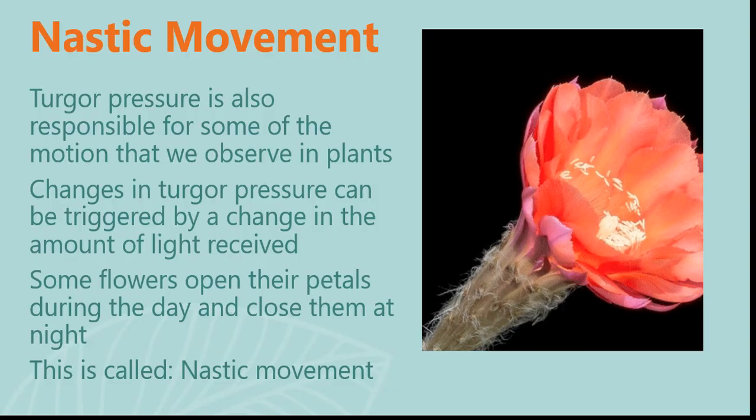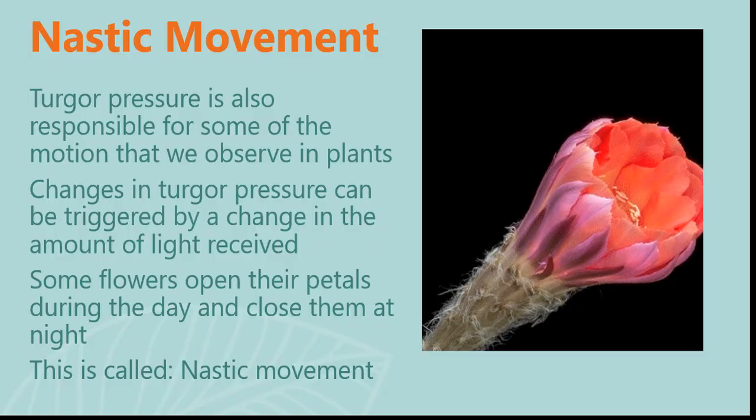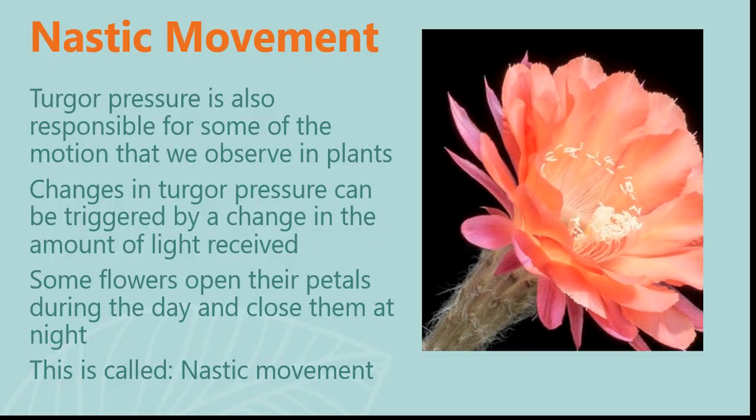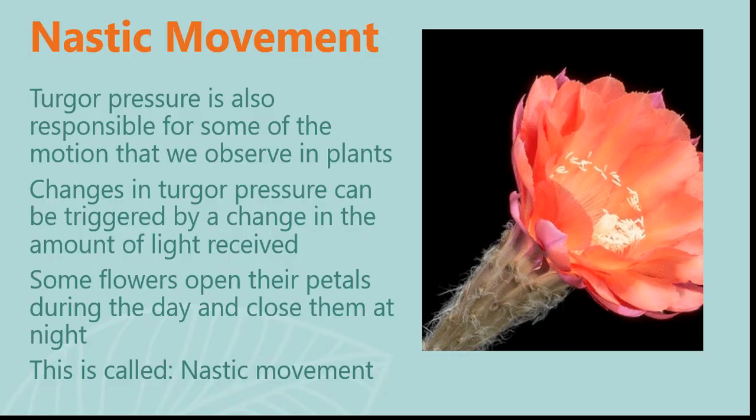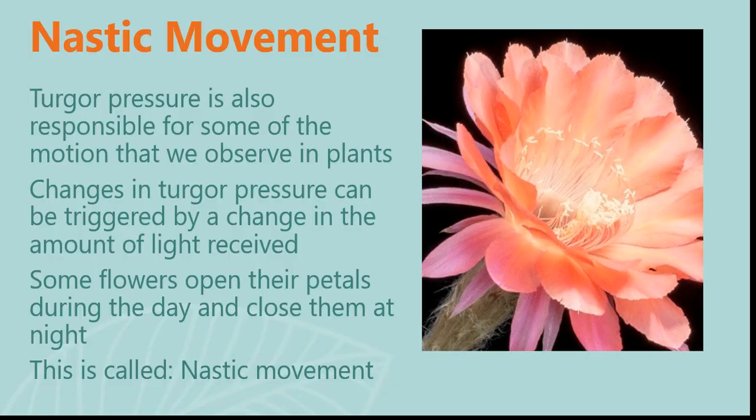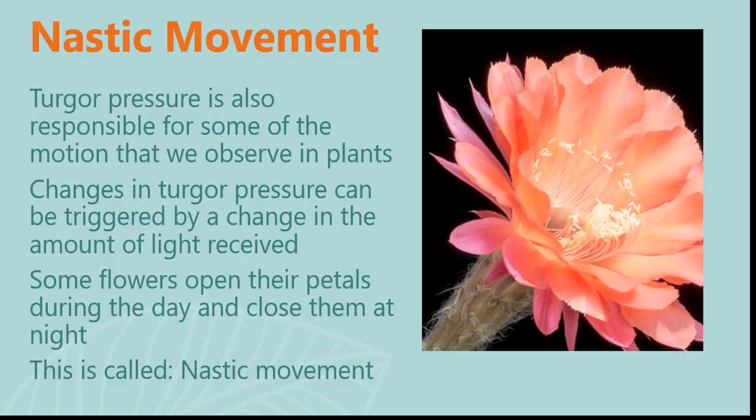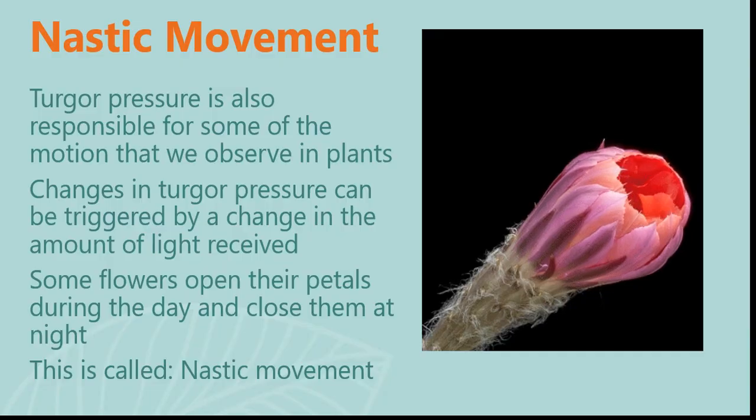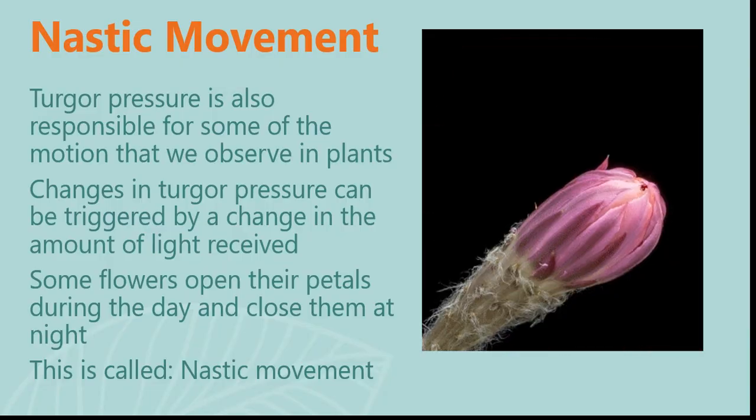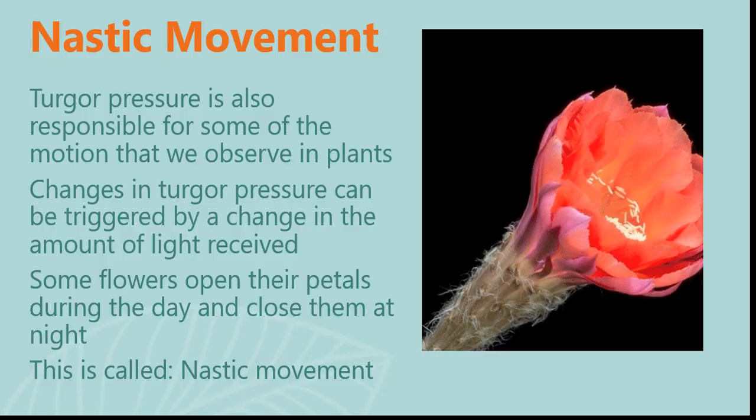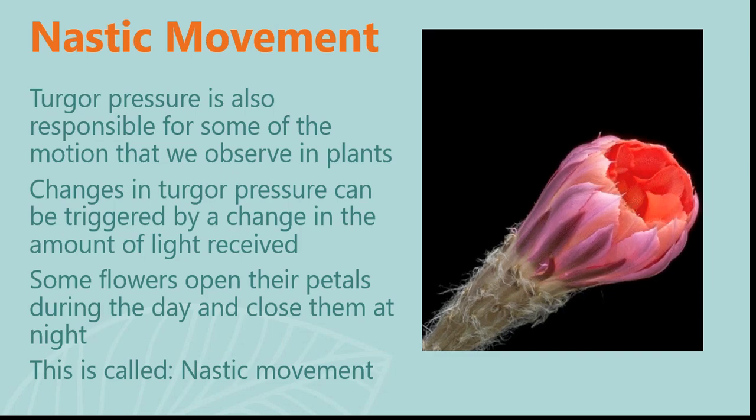All right, you can see the picture on the right here is a flower opening. That's a blossoming flower. It's opening and blooming. Okay, the process responsible for that kind of movement is called nastic movement, and it has to do with the turgor pressure. All right, it's responsible for some of the motion that we see in plants. So the change can be triggered by a change in the amount of light that's received outside, the length of the days. Some flowers will open their petals during the day and close them at night. We call that nastic movement.